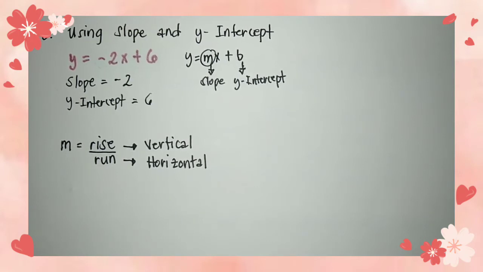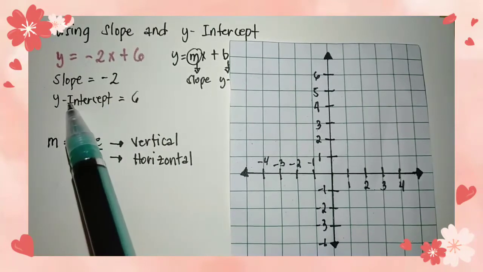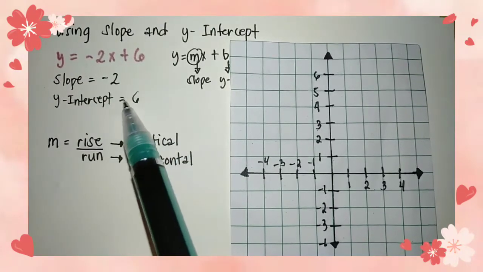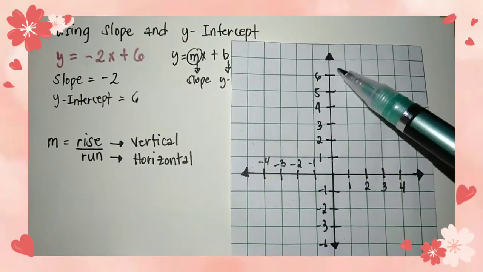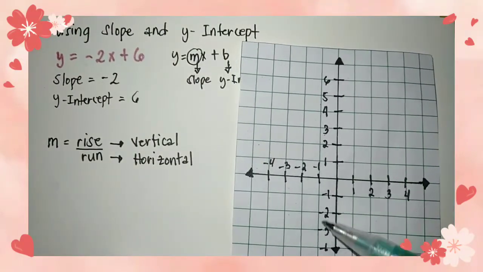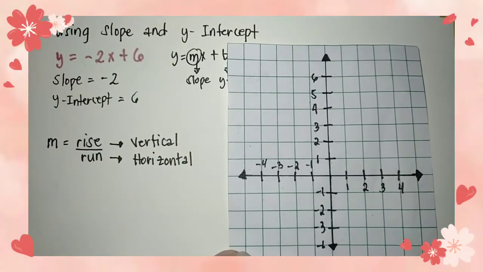Okay? So, kuha tayo ng rectangular coordinate system. Ayan. Since ang ating y-intercept is positive 6 and ang ating y-intercept dito sa Cartesian plane is itong vertical line, ito yung y-intercept natin. Tama? Ipa-plot natin si positive 6 sa ating y-intercept. So, ito siya. Positive 6. Tama? Nandito yung ating first point.